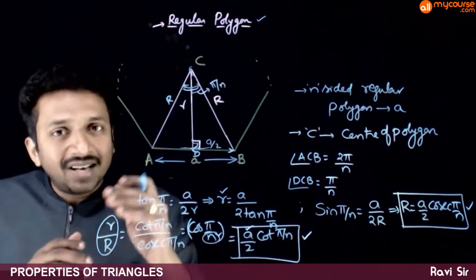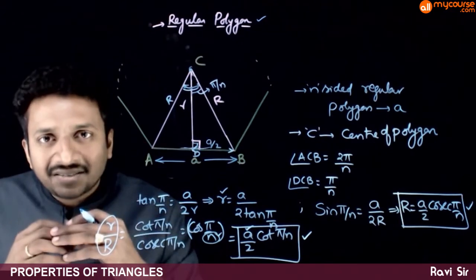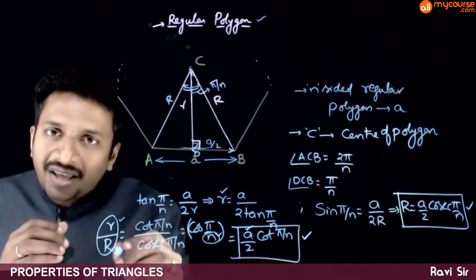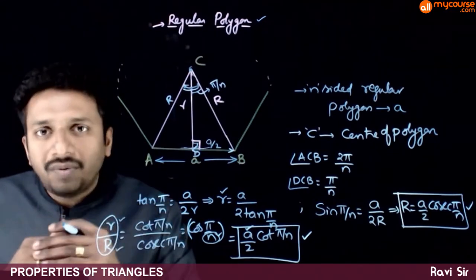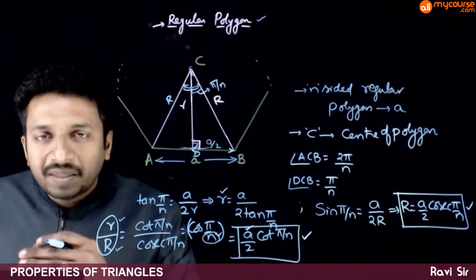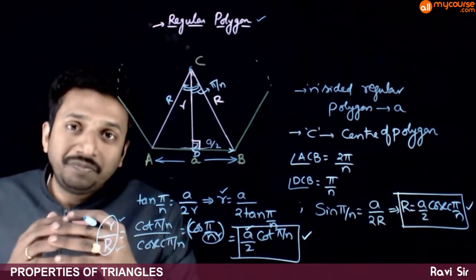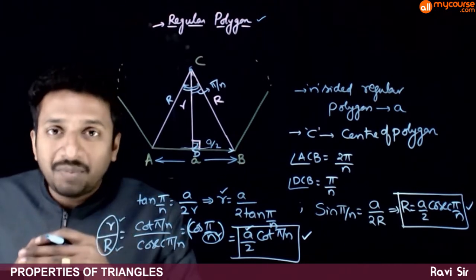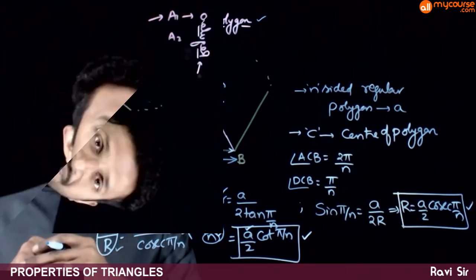That means as the number of sides increases, the value of small r goes very close to the value of capital R. Thank you. So this is what you need to understand about a regular polygon.